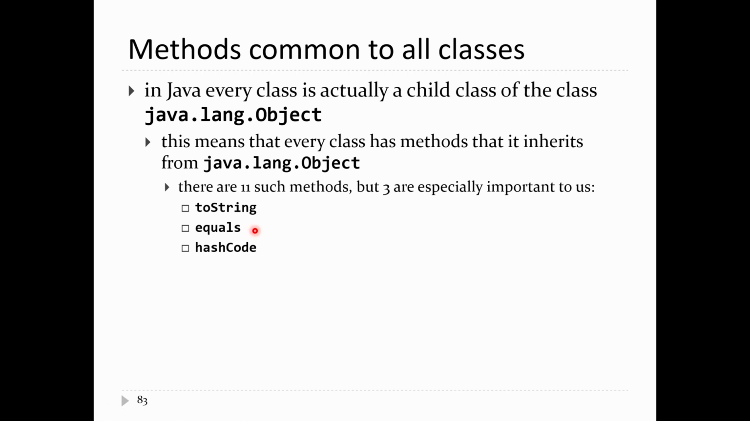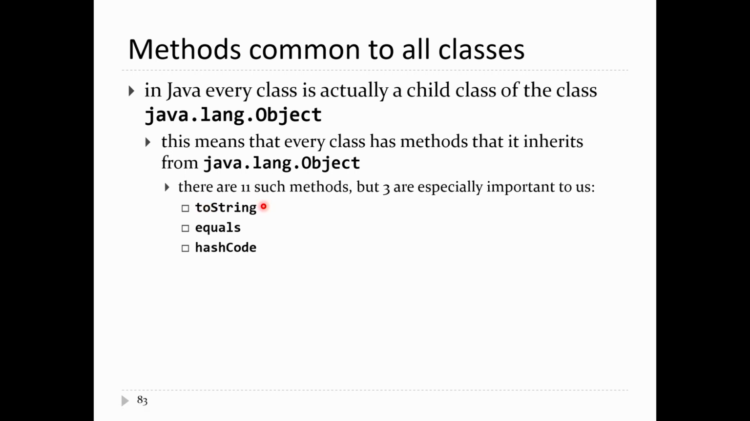Now equals we've seen already, in the String class, where I told you if you're going to test 2 strings for equality, use the equals method. Well, that's true for all reference types. If you want to test if 2 reference types are logically equal, then you should use the equals method.